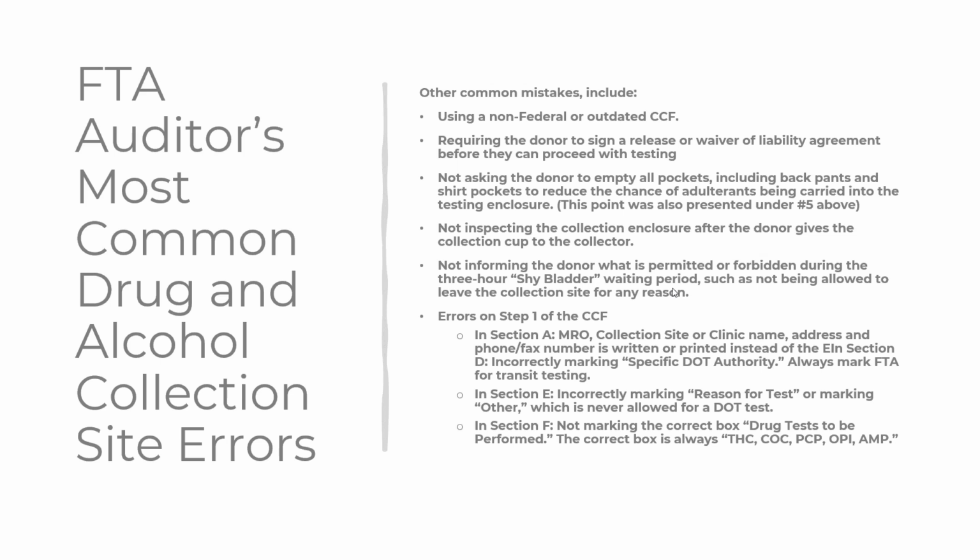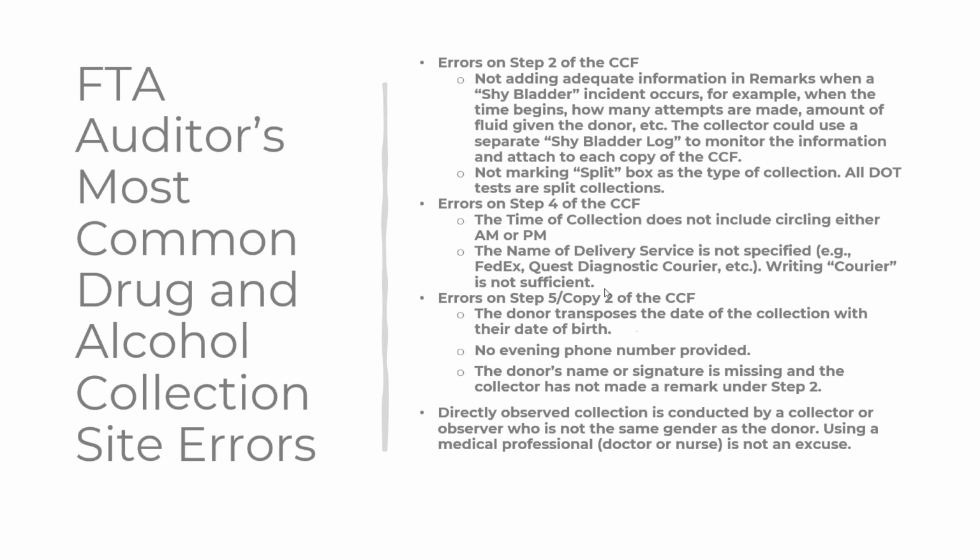And then another one, not informing a donor what's permitted or forbidden during that 3-hour shy bladder. Again, errors on the chain of custody with the collection site MRO, not putting the reason for test. We still see people put other as a reason for a DOT test. There's no DOT test called other. And in section F, they don't mark what the test panel is. Step 2, they're not writing the attempts. They're not putting the time, how much was provided. They're not marking split. On step 4, the time of the collection does not include AM or PM. Make sure they're circling that, because you can't tell if it's 1 AM or 1 PM.